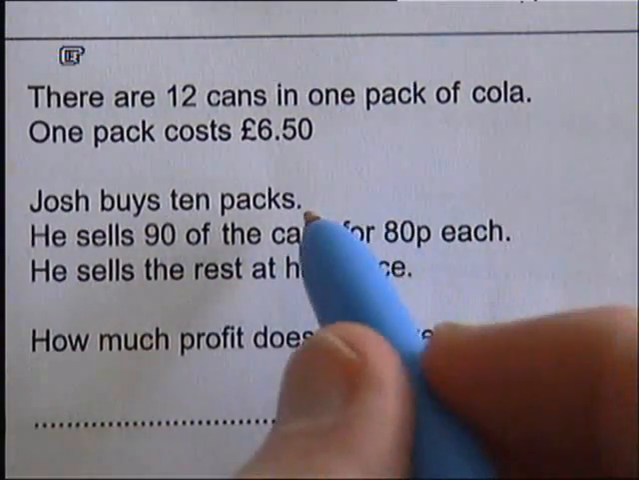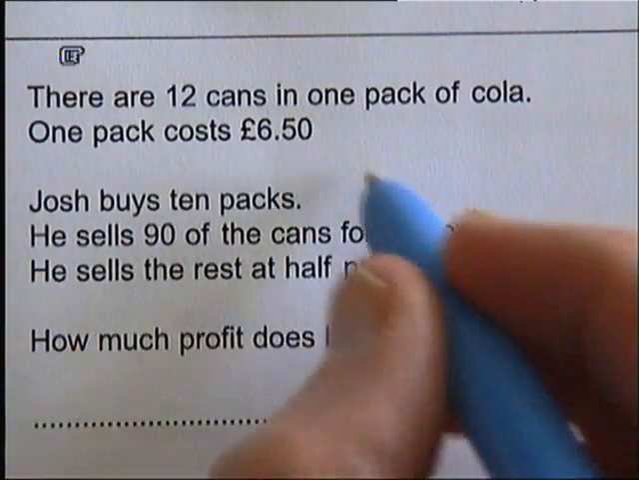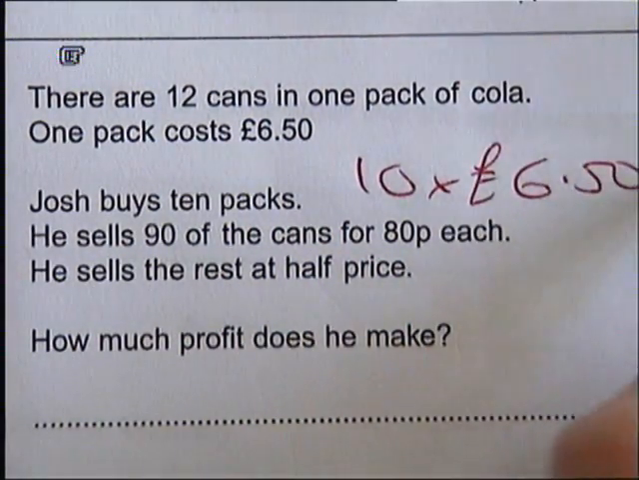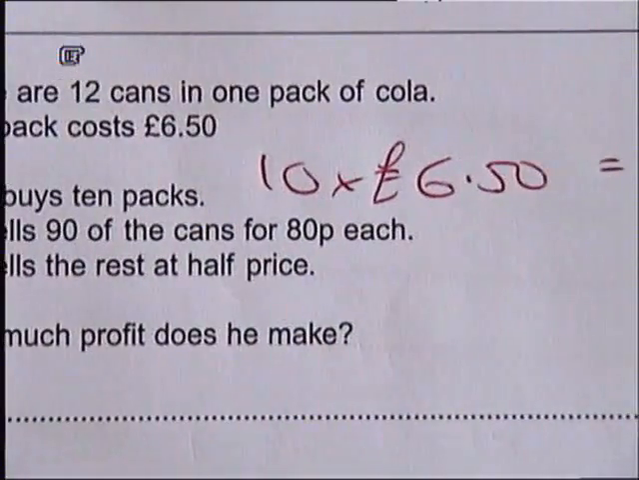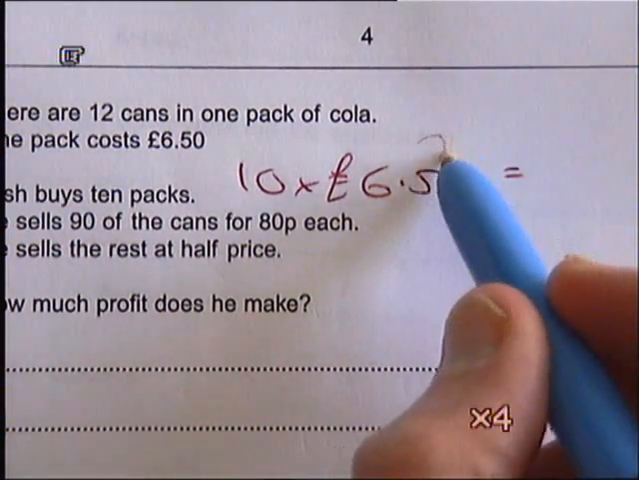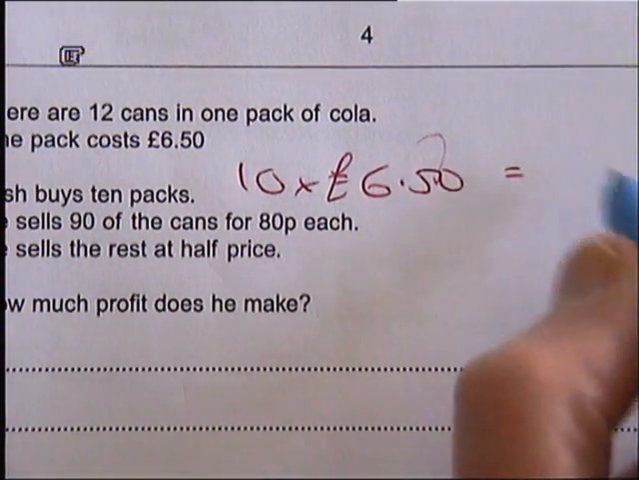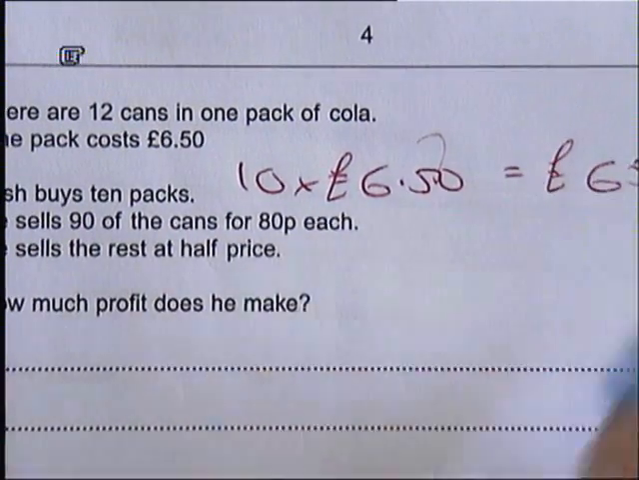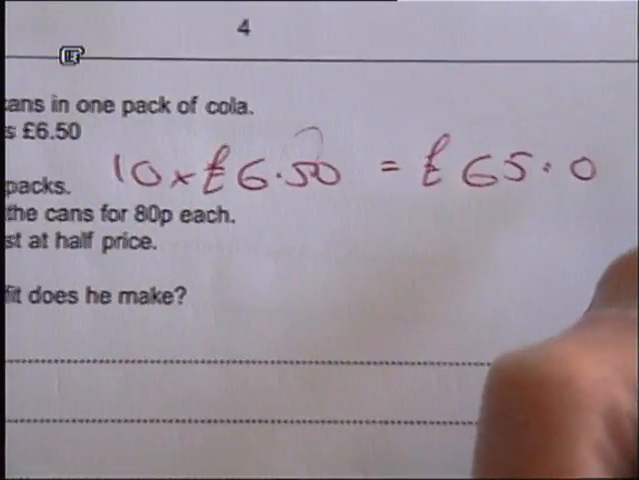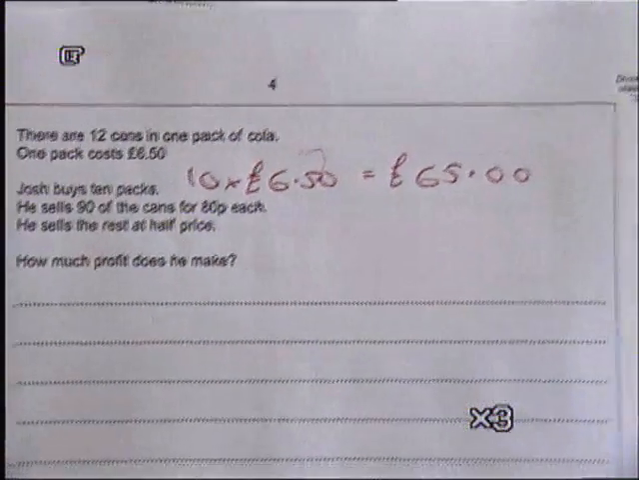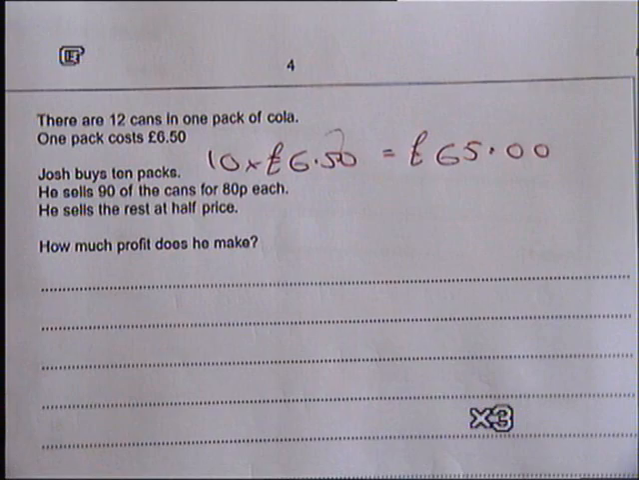So buying 10 packs will be 10 lots of that £6.50. And 10 lots of £6.50, well, if you're timesing by 10, all you need to do is move that decimal point. So instead of being there, to make the number bigger, it will come down to be here. So the decimal point will be after the 5. So that will be £65. 10 times by £6.50, £65. So that's how much he's spent.